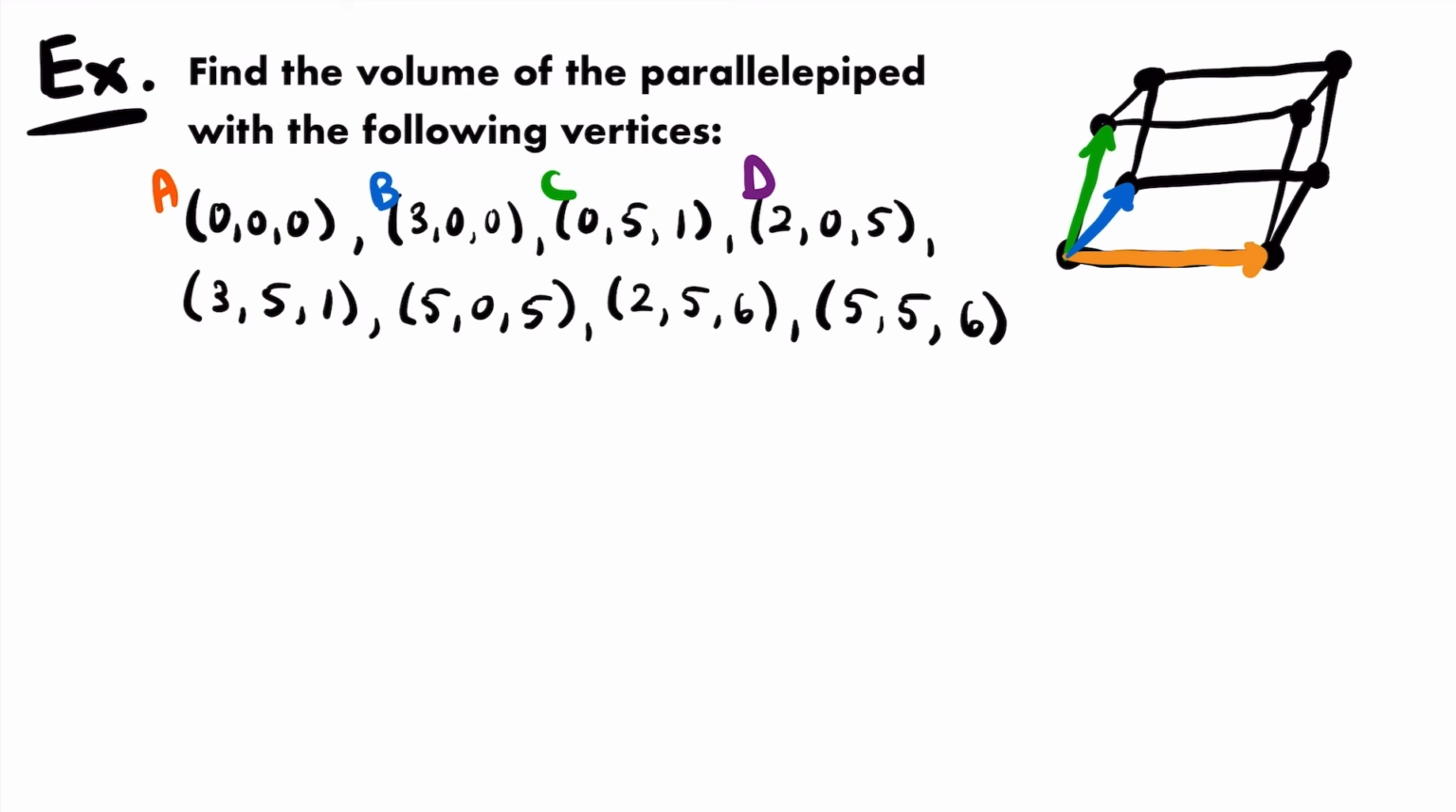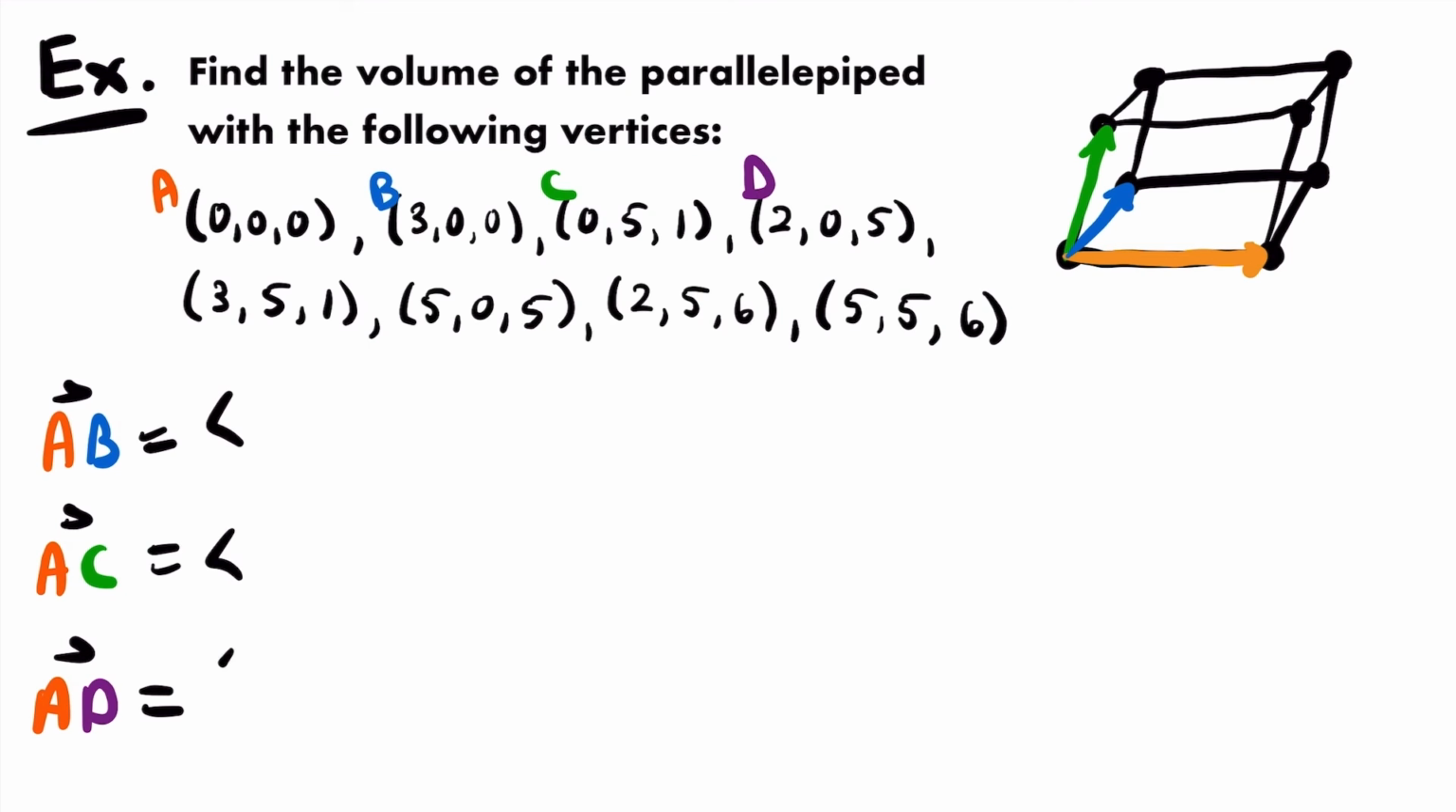Okay, so let's find those vectors. We want to find vector AB, then we want to find vector AC, that's going to be the second vector, and then we want to find vector AD. That will be the third vector that we want to find. And these are going to be fairly easy to find, because the initial point is just the origin. So if we're going to find these vectors, we're just subtracting these components from each of those terminal points in each case.